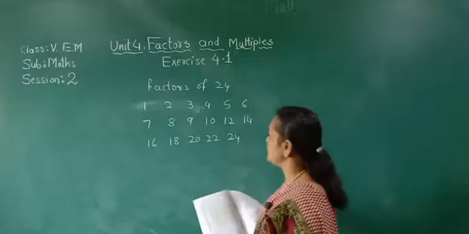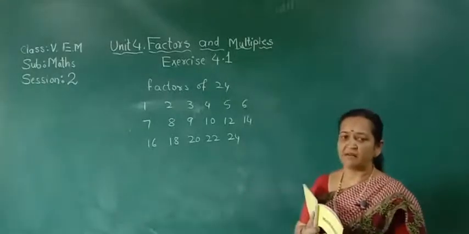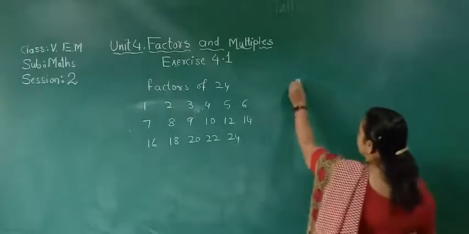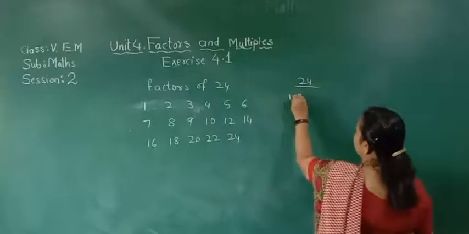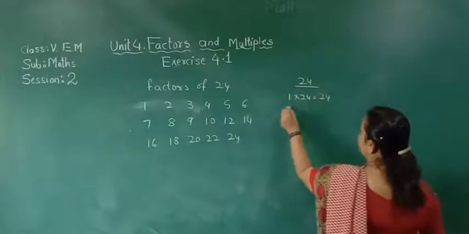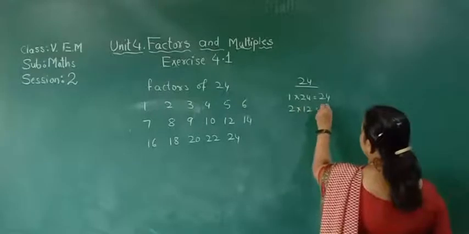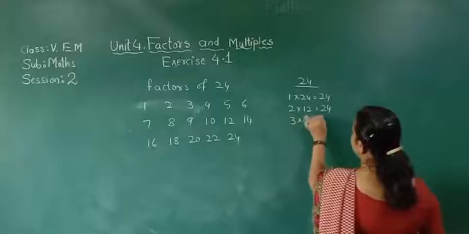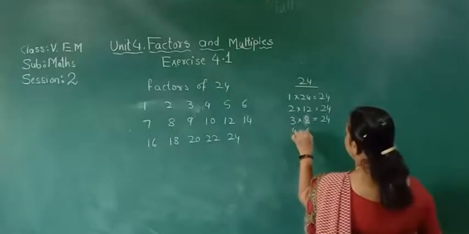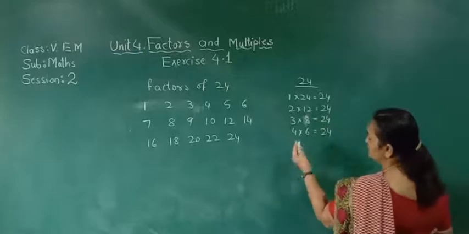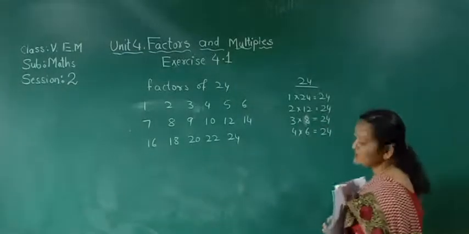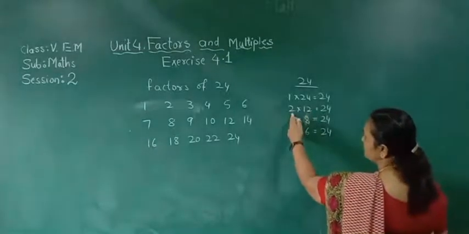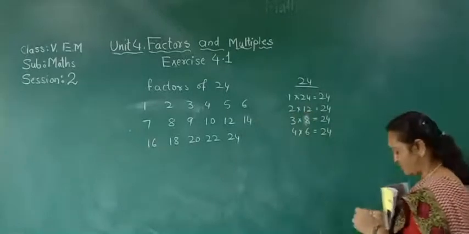So first let me see in which tables we can find multiples of 24. 24 where we are finding. So 1 24s are 24, then 2 12s are 24, then 3 8s are 24, then 4 6s are 24. Then in 5 table we are not finding, then we find in 6 table. So 6 4s are 24, 8 3s are 24, 12 2s are 24, 24 1s are 24, isn't it?